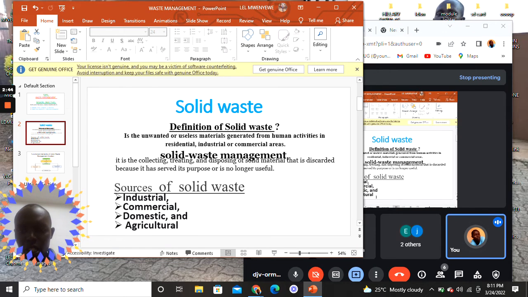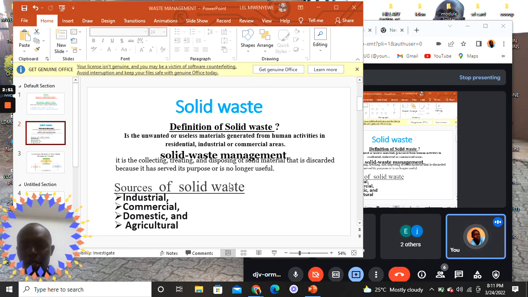Then what about sources of solid waste? Where can solid waste be generated from? Domestic. Yes, we have domestic. Also we have industrial. Industries can generate waste. Agricultural can also generate solid waste. Commercial. Thank you.